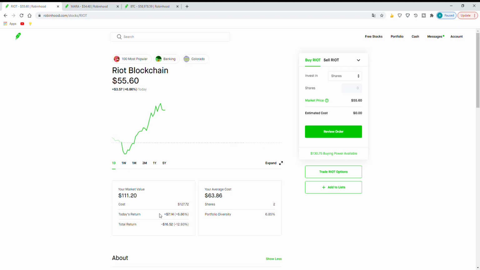I actually have a position in RIOT. I have two shares. I was up on them, and I did not sell. I could have waited for the dip to buy them, but I got FOMO, which means fear of missing out, and ended up purchasing the stock.